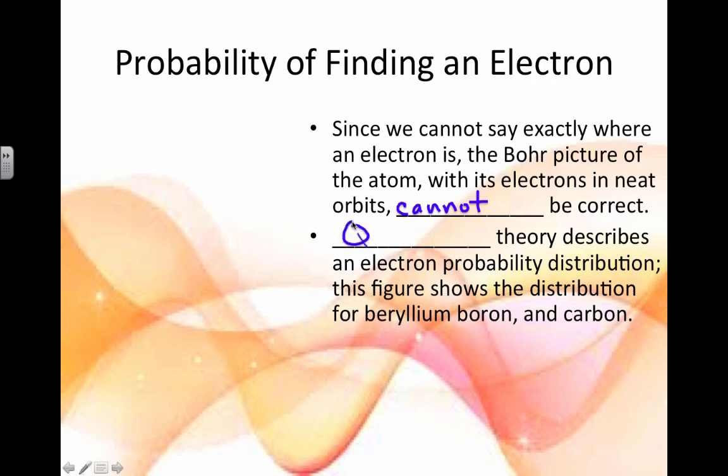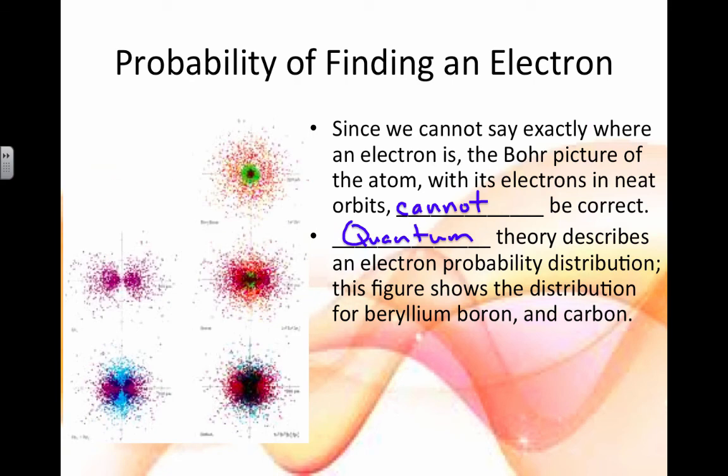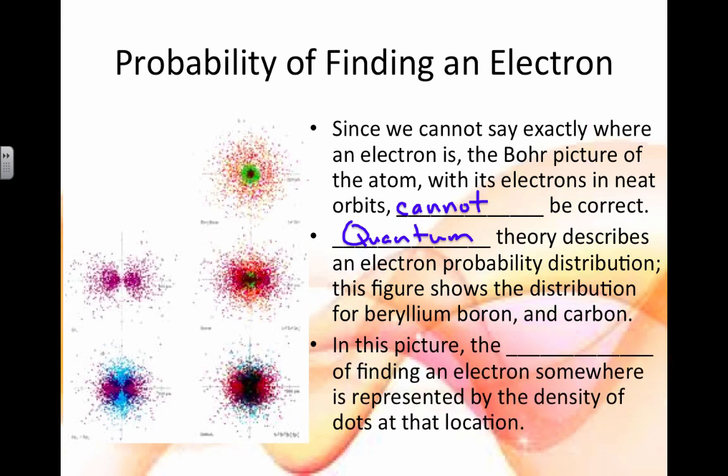So quantum theory describes an electron probability distribution. Here's the distribution for beryllium, boron, and carbon. In this picture, what we see is a dot for every time we have the chance of finding an electron, or the probability, that is, of finding an electron somewhere in that region of space. So the probability of finding an electron is represented by the density of dots at that location.